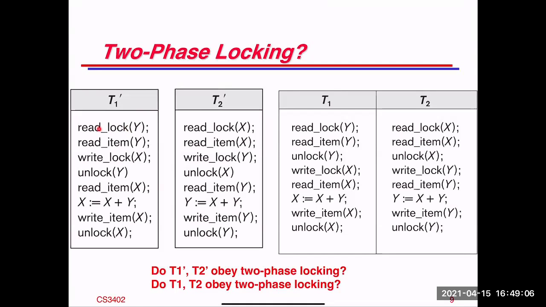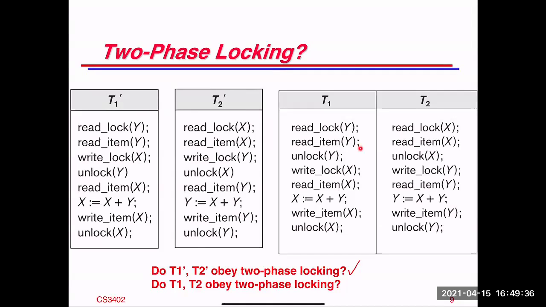So we're acquiring a read lock for Y, then a write lock on X, then we're unlocking Y, and now we need to check if any other locks are acquired later on, and in fact they're not for T1 dash. Similarly for T2 dash, we're acquiring a lock on X, one on Y, then we're unlocking X, and we're unlocking Y. So the answer here is yes for these two.